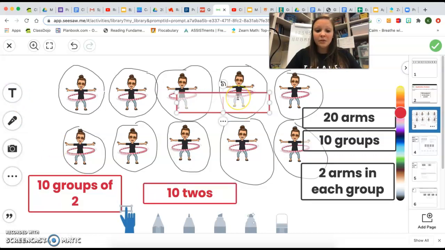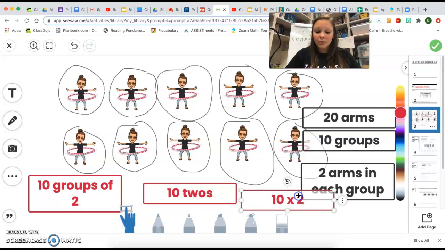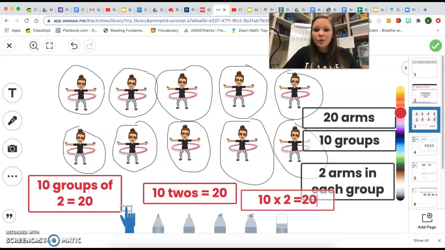If we have 10 groups of 2 or 10 twos, then I really have 10 times 2. We often think of the multiplication symbol as groups of. So when I read this sentence, I have 10 groups of 2. But guess what? I know that all of these equal 20. 10 groups of 2 equals 20. 10 twos equals 20. And 10 times 2 equals 20. You guys just had your first multiplication lesson.